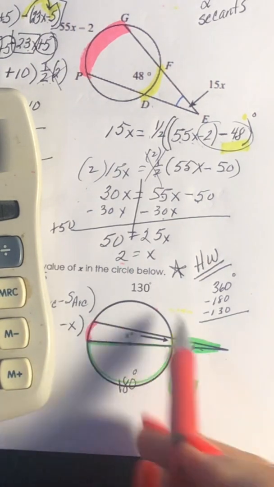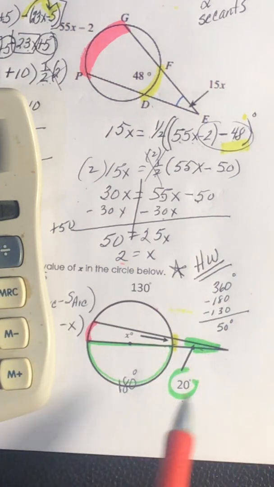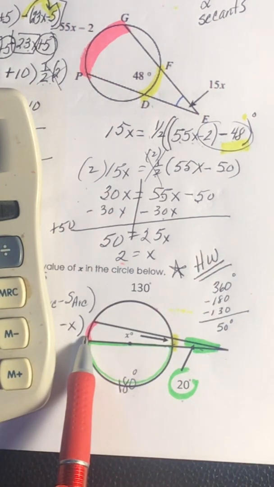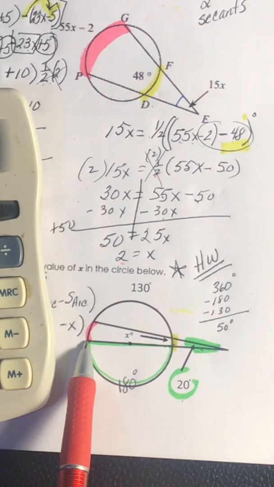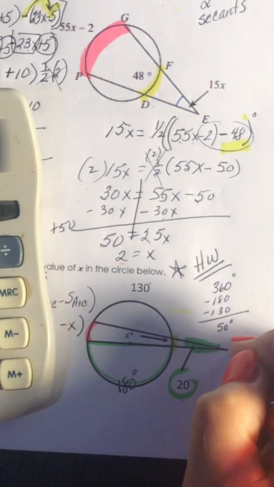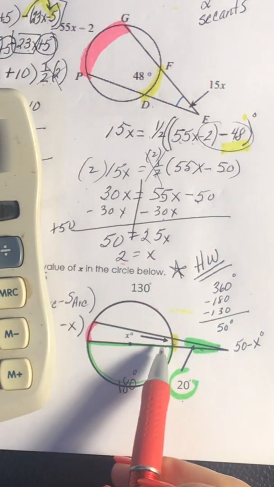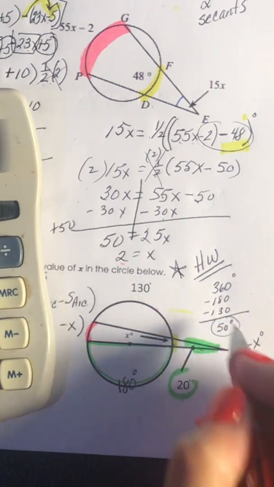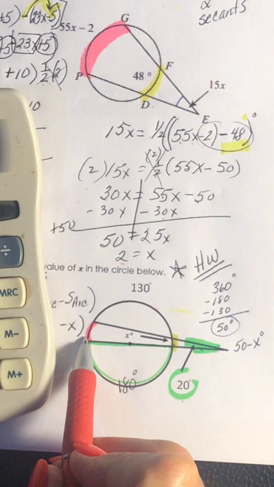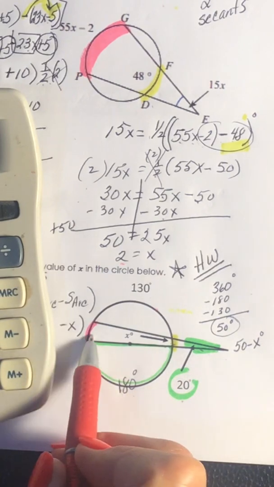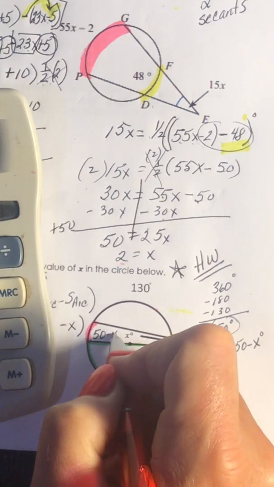We know that there's 50 degrees left. And that 50 degrees is this piece plus this piece. So if this is x, what's left? Well, this must be 50 minus x. Whatever x is, we know that if there's a total of 50 degrees left, and this is x, then what's left over here is 50 minus x. So we're going to write this arc as 50 minus x.